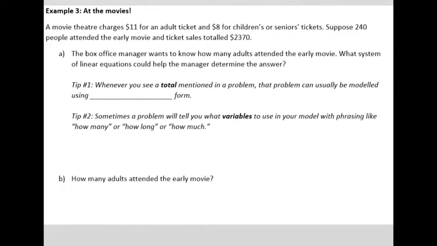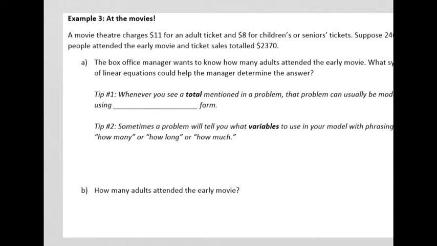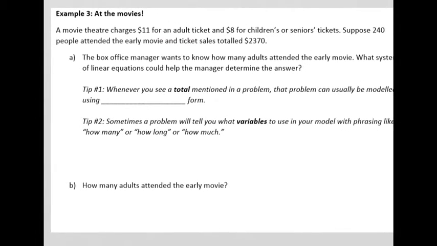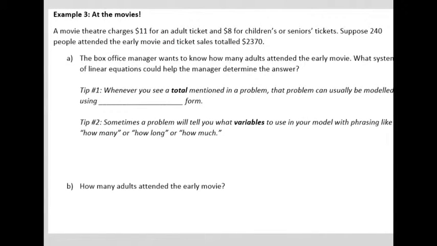Okay, so a movie theater charges $11 for an adult ticket and $8 for kids or seniors. That's kind of standard movie prices. I don't know if kids get discounts nowadays. Maybe it depends on the theater, but $11 for an adult, $8 for a kid or a senior.